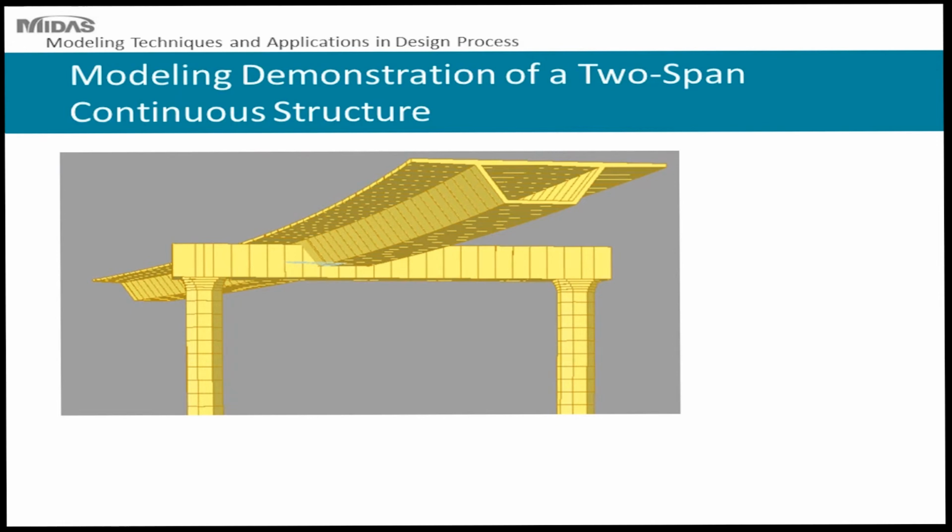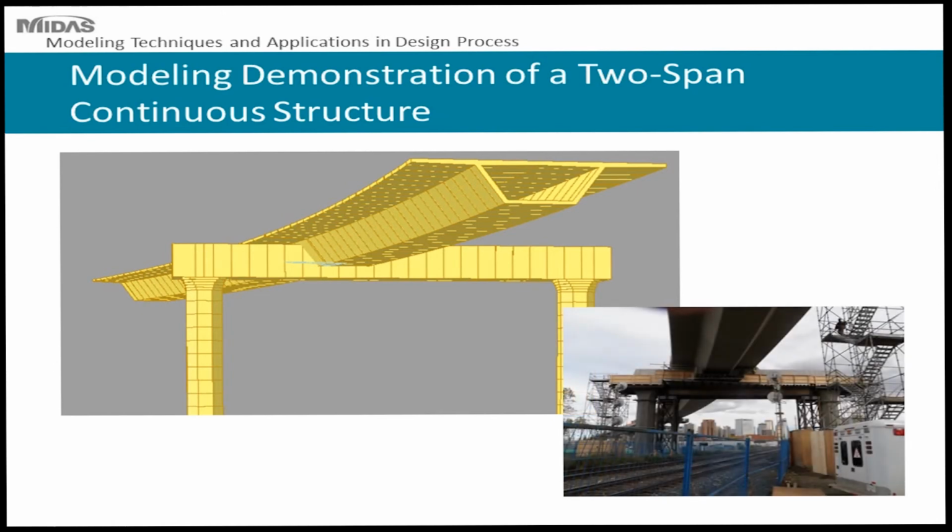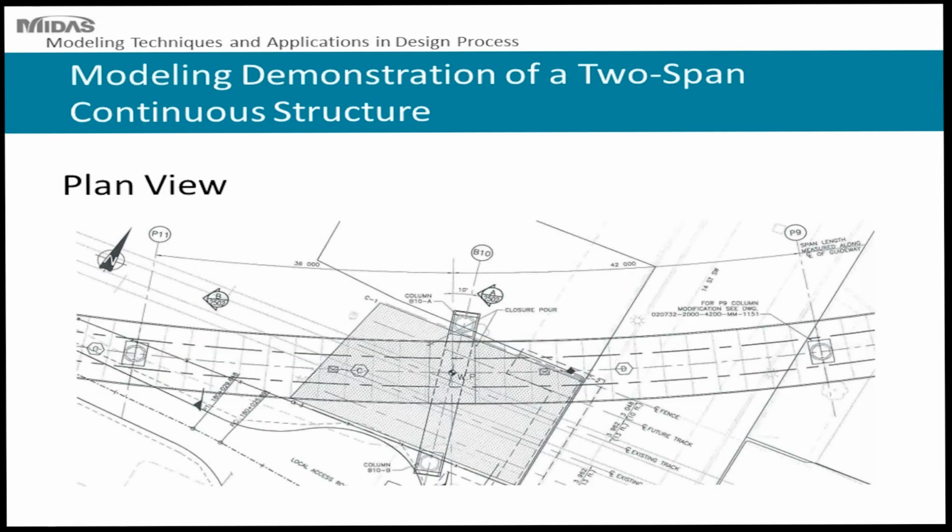And that was the end of the second part, and we'll move on to the third part, which is the modeling demonstration of a two-span continuous structure. And here is the finished product. Giving you some general idea of the plan view. The length of this structure is 36 meters on the west span and 42 meters on the east span.